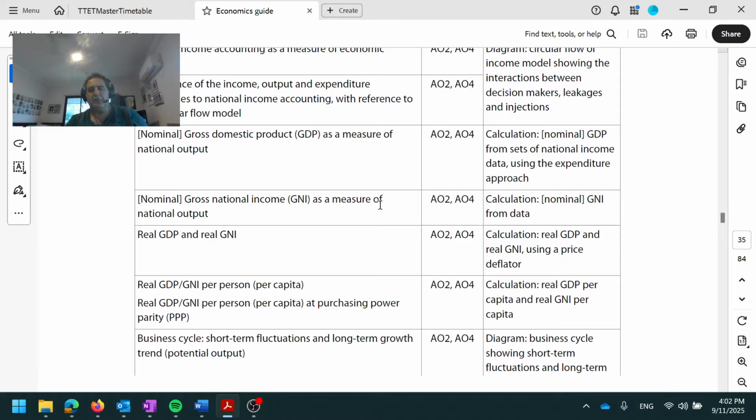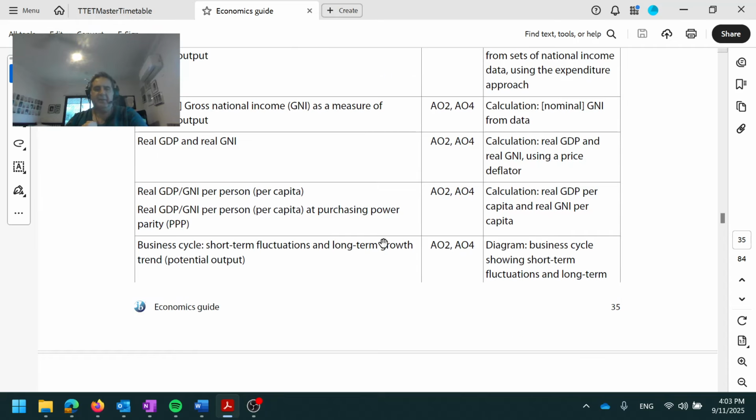Business cycle diagram. I heard that you might have had that on paper 2, but you could see it again on paper 3, or you may wish to use it on paper 1 in the macro question if it's relevant. So I'll skip through that.